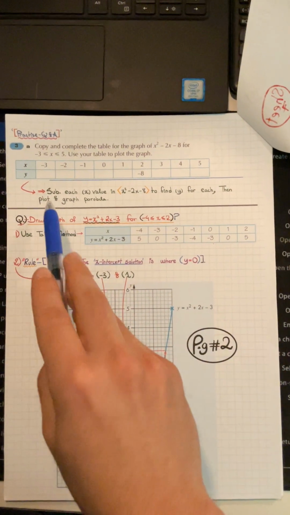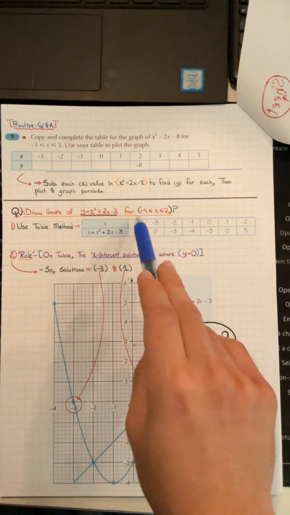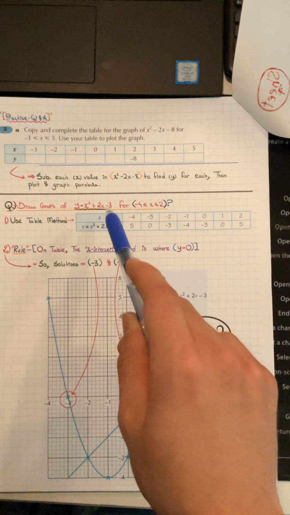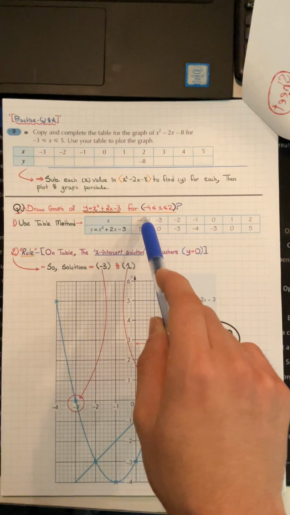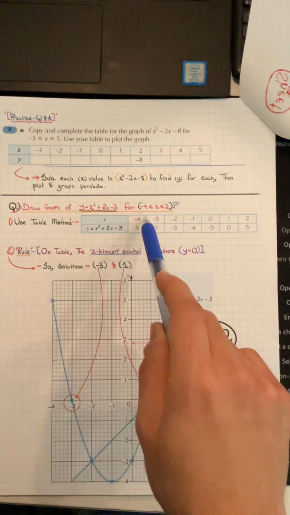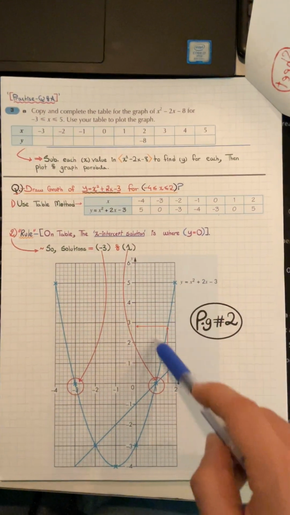Here's another example. Draw the graph of y is equal to x squared plus 2x minus 3 for x from negative 4 to 2. Using the table method, we will make a table of the x values from negative 4 to 2. Now we will take each x value, put it in the equation, and find the corresponding y values. Now take each pair of points and plot it on the graph to form your parabola.